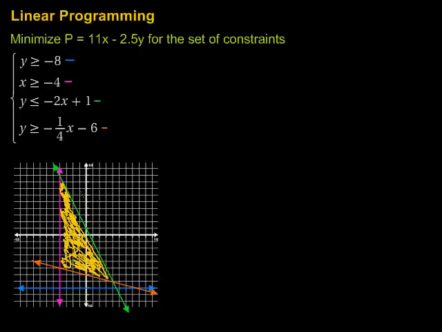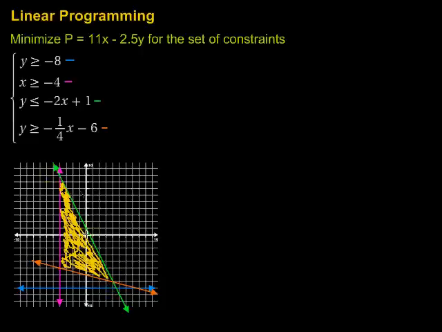So what we're going to do then is find the vertices, the corners of that feasible region, because those are what we're going to use in order to minimize or maximize an objective function. Here's our objective function that we're given. P is equal to 11x minus 2.5y. So first of all, we're going to find those vertices. I'm going to start down here.